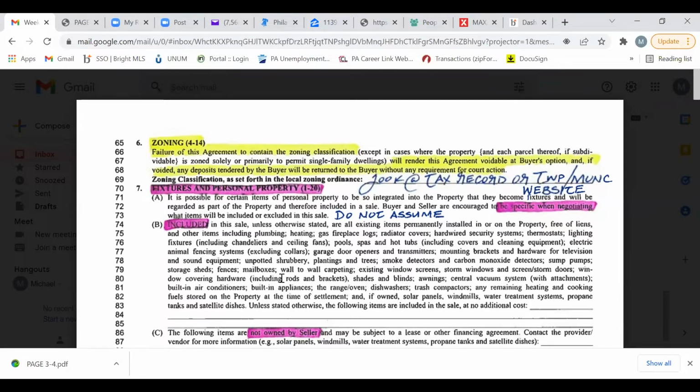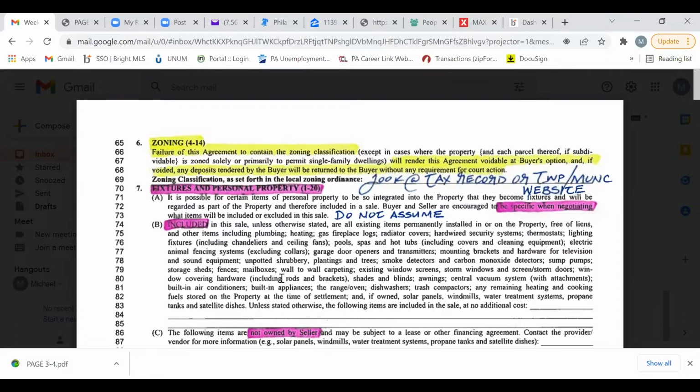In the yellow, I have highlighted: failure of this agreement to contain the zoning classification will render this agreement voidable at buyer's option. And if voided, any deposits tendered by the buyer will be returned to the buyer without any requirement for court action. What I didn't highlight is the parenthetical: except in cases where the property and each parcel thereof, if subdividable, is zoned solely or primarily to permit single-family dwellings residential.